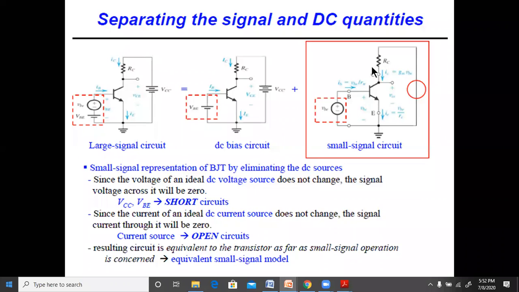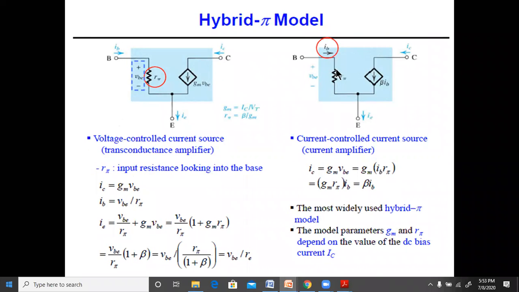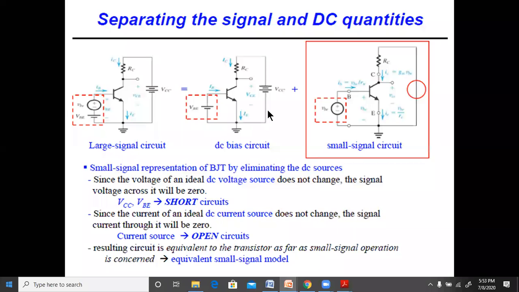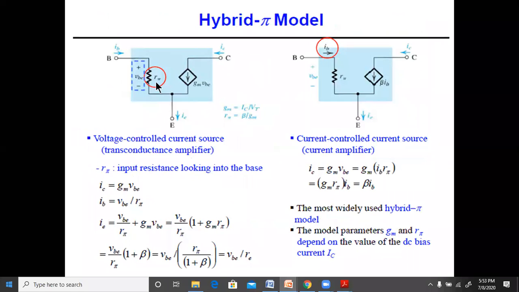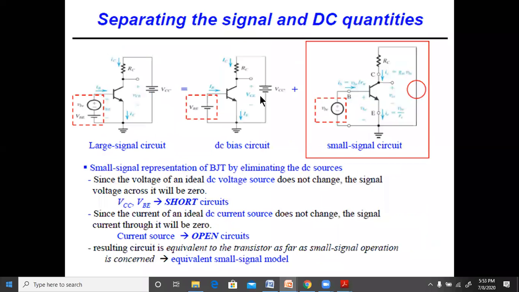However, now this transistor has to be replaced by its own model, which might be hybrid pi, or whatever we use. So now we replace that by a hybrid pi model. The hybrid pi model has R pi and this is gm vbe. The base to emitter junction is replaced by R pi, and the base to collector junction is replaced by gm vbe. And the current here, ib, is equal to vb by R pi.